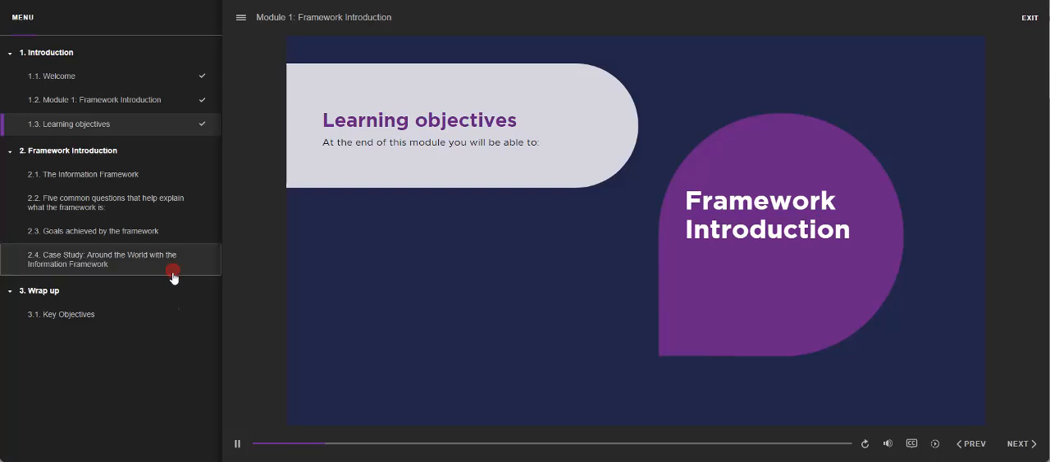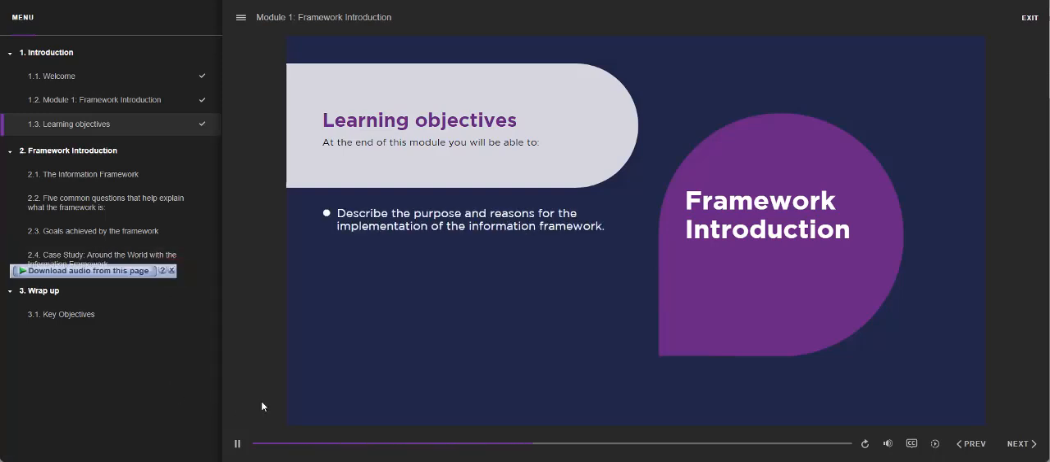At the end of this module, you will be able to describe the purpose and reasons for the implementation of the information framework. State goals that can be achieved by using the framework.